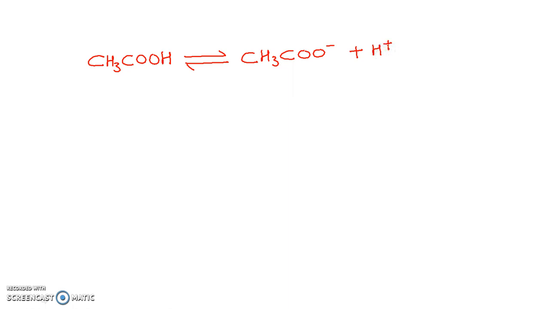Now, to this solution of acetic acid, if I add sodium acetate, CH3COONa, which is a strong electrolyte, it will completely dissociate to give acetate ion plus sodium ion.